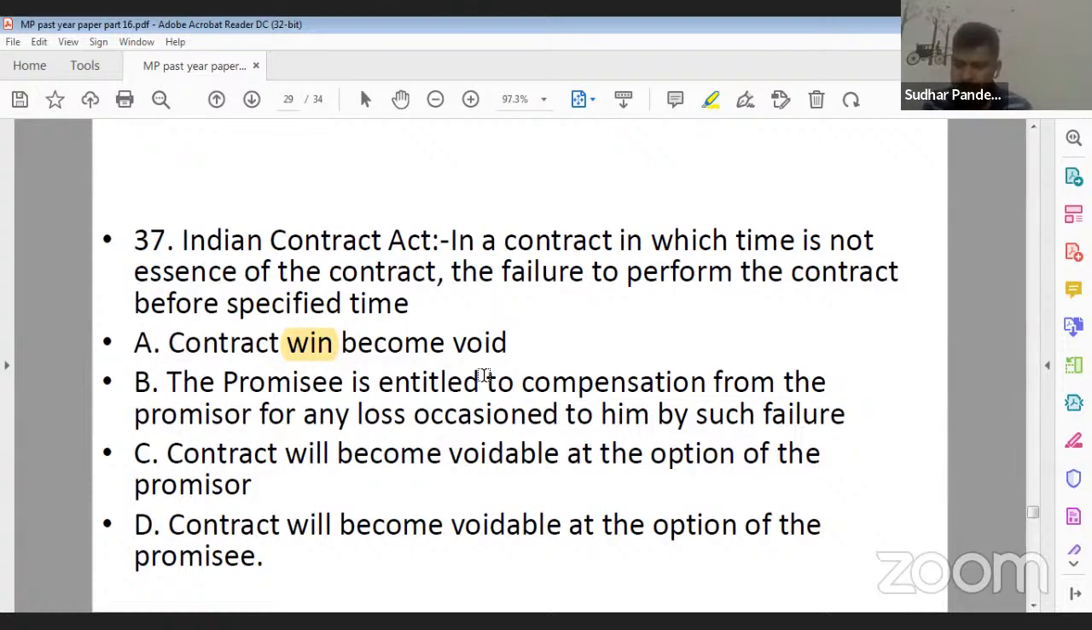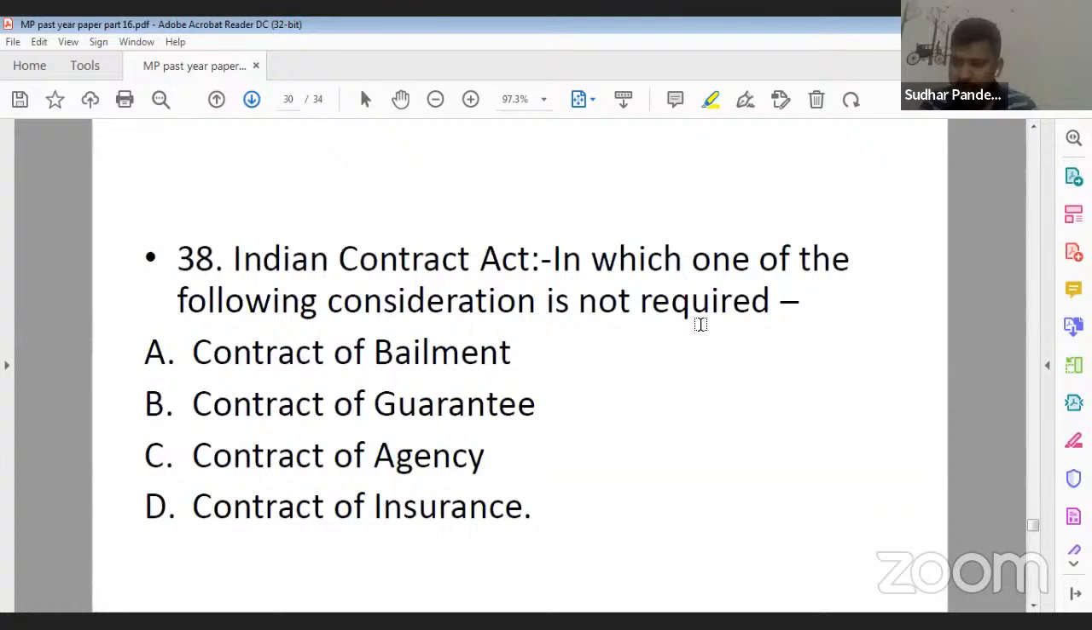Question number 37. Its correct answer will be B for Bangalore. That the contract is still valid, but whatever loss has been suffered by the promisee, he is entitled for the payment of or compensation for such loss. Okay? So its correct answer will be B for Bangalore. 37, Vinny ji is saying D. Yes, Vinny ji, 37 ka not D, it's B is the correct answer.